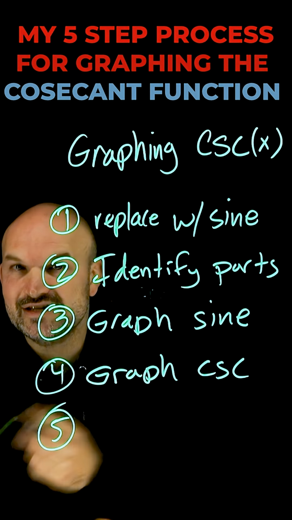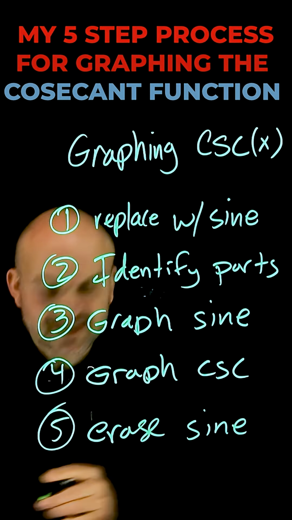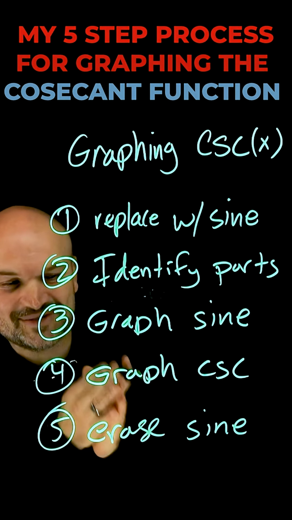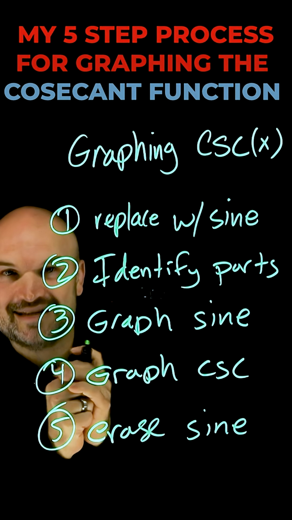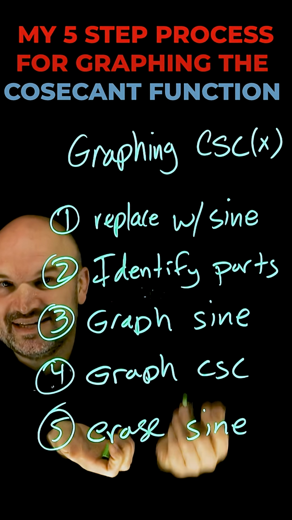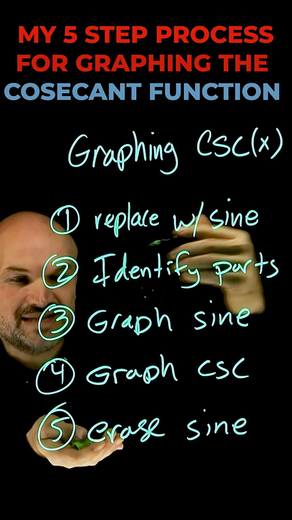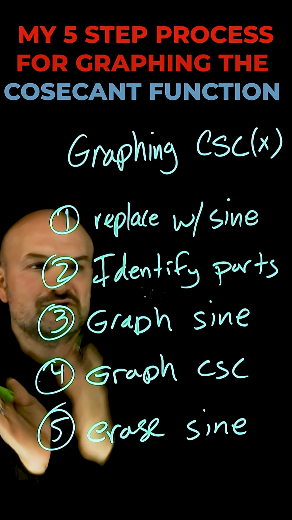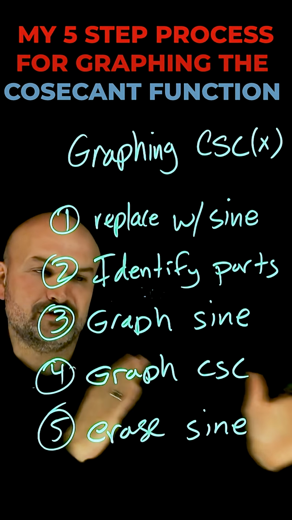Step number 5 is erase sine. Ladies and gentlemen, there's nothing worse than I'd have students on a test. They would follow this exact same process, and then they would leave the sine graph still on the graph. Ladies and gentlemen, we're graphing cosecant, right? So yes, I want you to use sine as an aid. Yes, I want you to sometimes use multiple versions of sine so you can see how the transformations work.